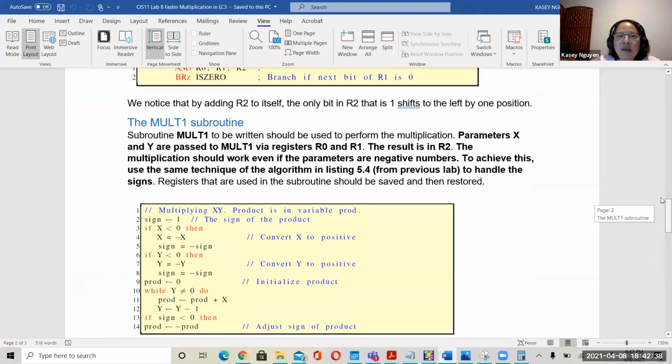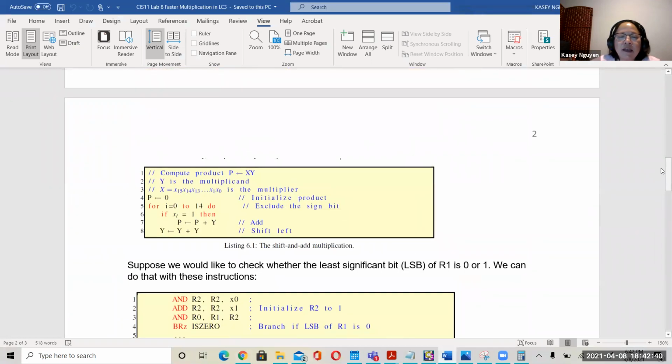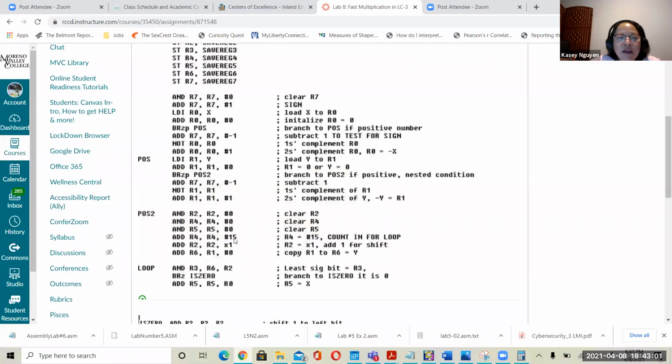I wanted to take you back here. Okay. We are doing the count for the for loop, 0 to 14, which is 15. That's what register 4 holds, 15. So we can count, and we're going to subtract 1 every time it loops. So there is the 15 for the count. So we would count in for the for loop.